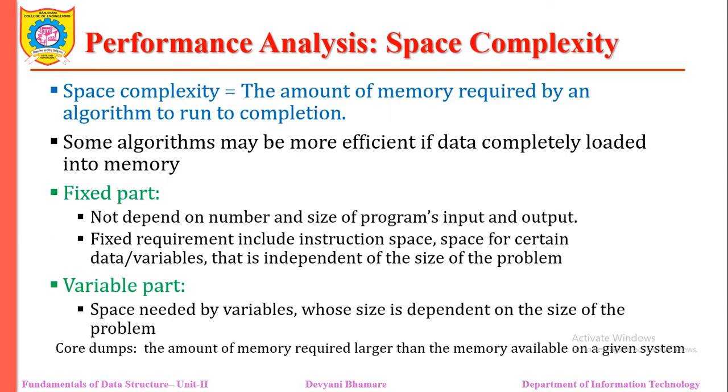If we think about the space complexity in detail, it is nothing but the amount of memory required for that algorithm. It has two parts: a fixed part and a variable part. The fixed part does not depend on the size of the program's input and output. These fixed requirements are our instruction space and the space for certain data or variables which are completely independent of the size of the problem. The variable part is the space needed by variables whose size depends on the size of our problem.